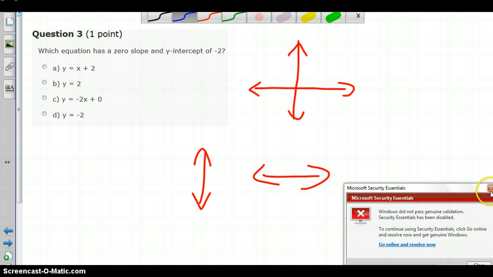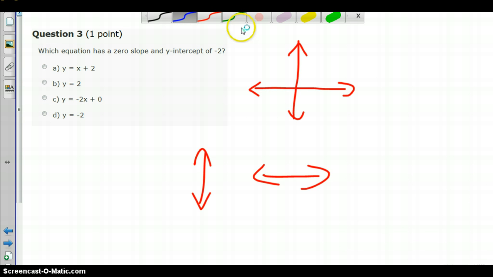I'm not doing anything illegal, trust me. It's just out of date stuff. And that threw me off.